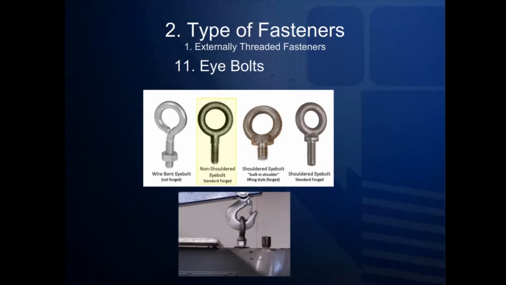The next eye bolt is a non-shouldered eye bolt. It doesn't have a shoulder like the two eye bolts on the right. Shouldered eye bolts are also called lifting eye bolts, as they are often used to lift equipment such as gearboxes and valves. It should be noted that eye bolts were designed to lift equipment straight up and down, and are much weaker when the force lifting them is at any other angle.